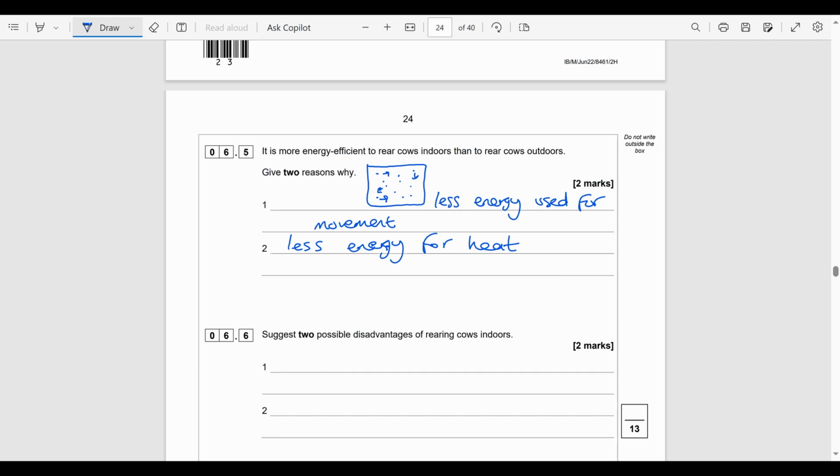If you think about why energy is important, there are 3 reasons why. One is for movement, one is for keeping warm, and one is for chemical reactions. Well, the chemical reactions is the one that we want because we want to get more growth from the cow, so we want less of the other two to be occurring.